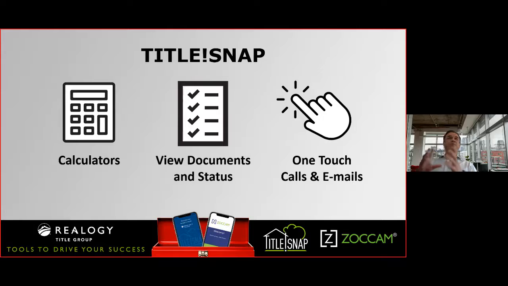And so you can see here that we have calculators that we offer. And last week we released our biggest release of TitleSnap, which was giving you the ability to see real-time transaction information about your transactions, giving you the ability to view documents and the status of your file. But we also included in that the ability for you to contact the parties in the transaction. So we're giving you what we call one-touch contacts and emails. So let's take a little deeper dive so we can take a look at some of the TitleSnap features.